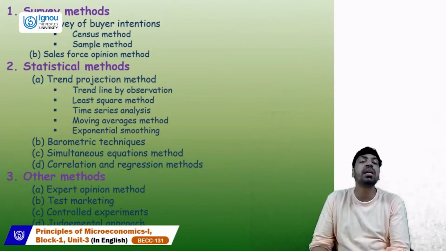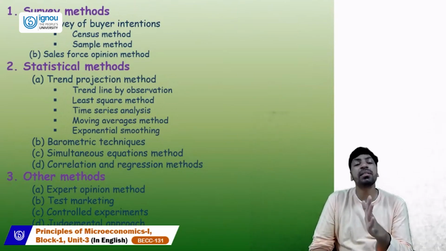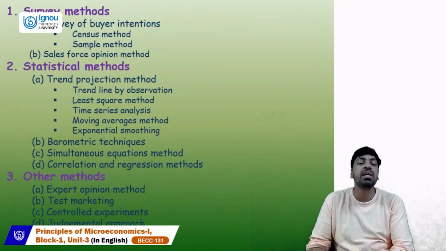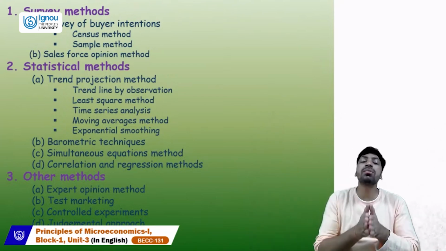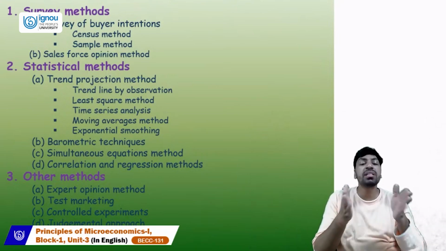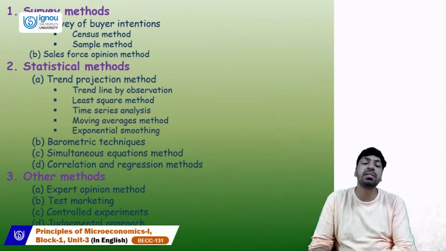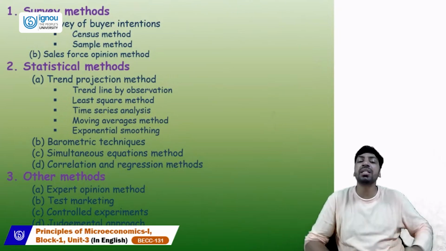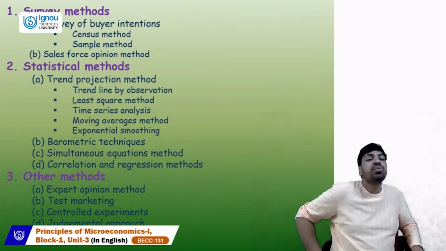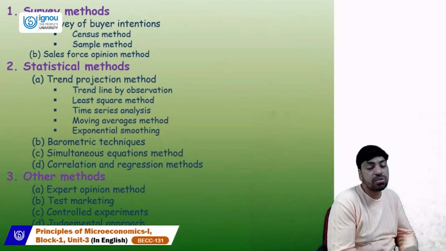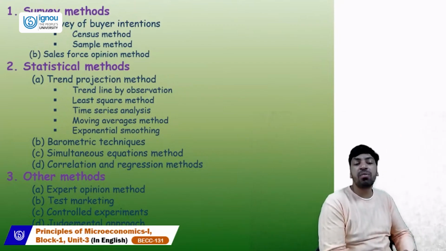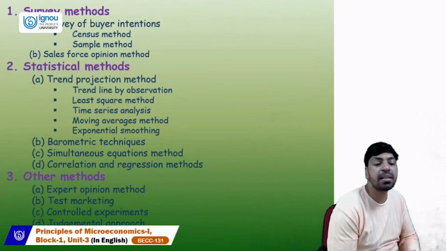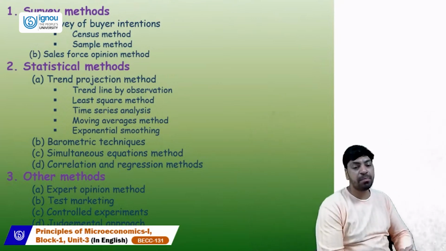Correlation is very simple: it is a process of showing a relationship between one or two variables. The regression method also deals with the difference between one or two variables using various mathematical calculations, and that's called the correlation and regression method. It is one of the statistical methods used to forecast the demand of a particular product. There are other methods as well: the expert opinion method, test marketing, controlled experiments, and judgmental approach.